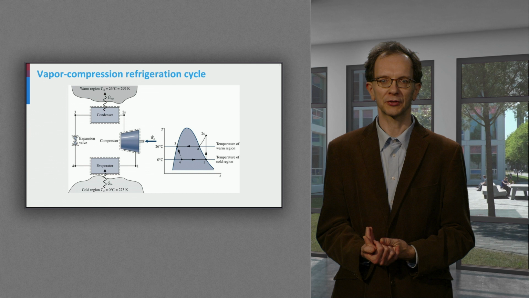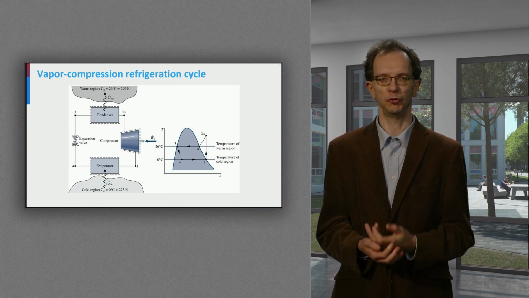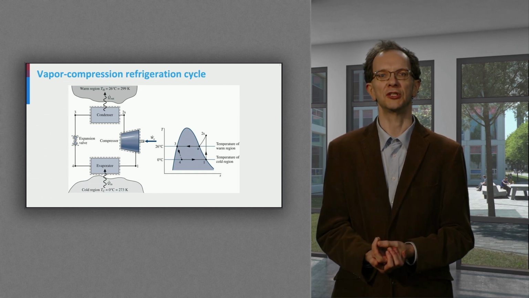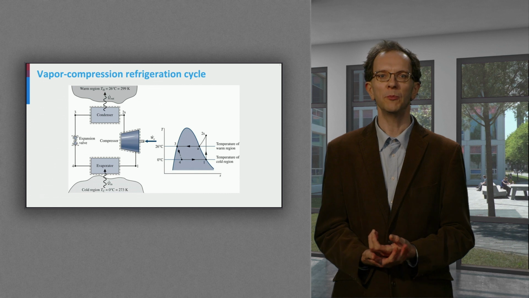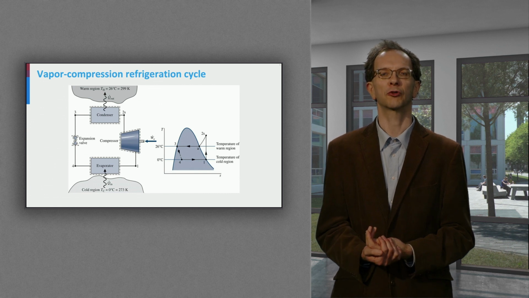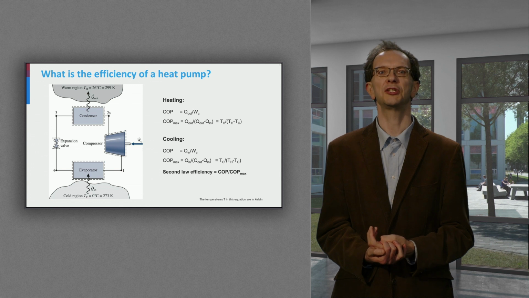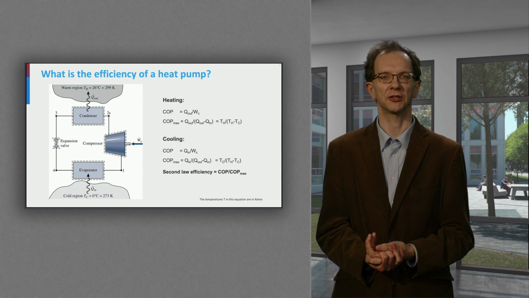The net effect of this cycle is that heat is transferred from a low temperature body, due to evaporation, to a high temperature body, due to condensation. What is needed as input is the mechanical work of the compressor. In case of heating, the COP of a vapor compression refrigeration cycle is defined as COP equals Q out divided by the work of the compressor.